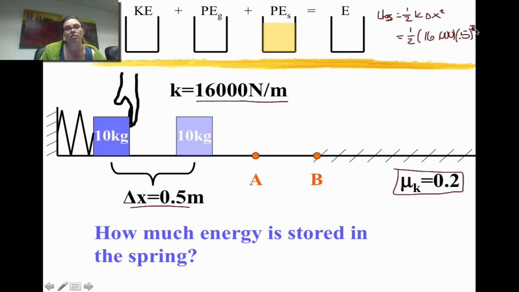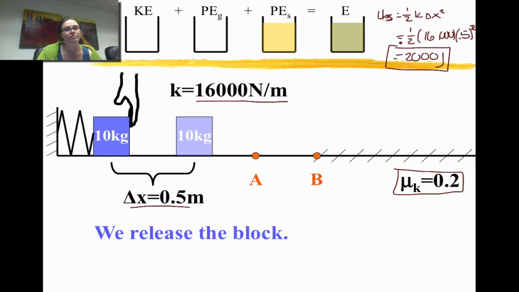squared. Okay, so since I don't have a calculator, we're going to talk this out. Half squared is a quarter. So 1/4 of 16,000 is 4,000, and half of 4,000 is 2,000. So this is 2,000. Now what are the units? That's right, joules. So we have 2,000 joules of energy stored in the spring, which means that our total energy is 2,000 joules.